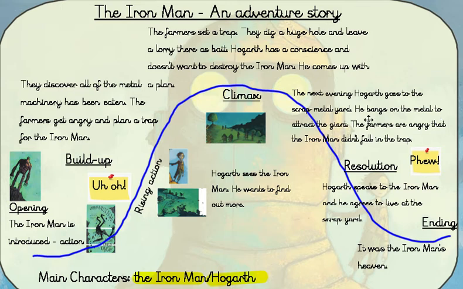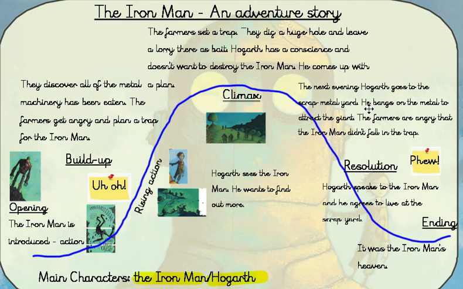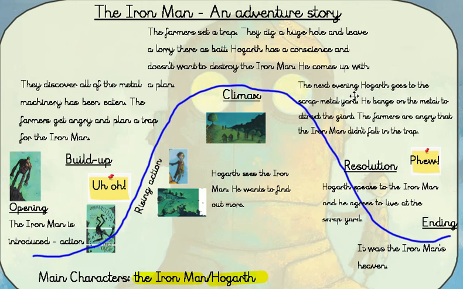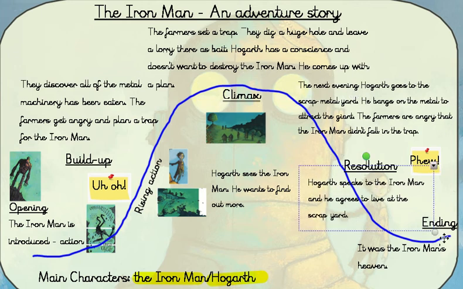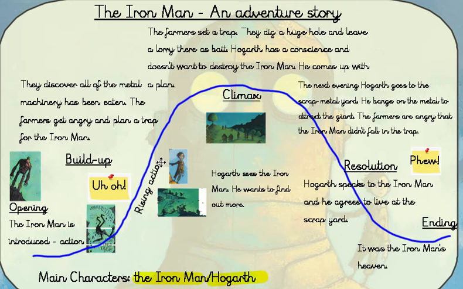The next evening, Hogarth decides to go to a scrap metal yard. He bangs on the metal to attract the giant. The farmers are angry that the Iron Man didn't fall in the trap. So we're going to focus on this part here. It's really part of our climax leading to our resolution, okay, where Hogarth speaks to the Iron Man and he agrees to live at the scrapyard. So saving the community and saving the scrapyard. Really, Hogarth is our hero because, of course, the Iron Man thinks it's absolute heaven in the scrapyard. He can eat all the metal he wants.